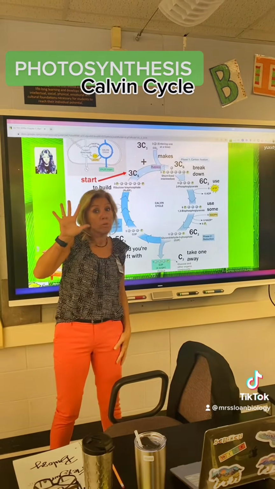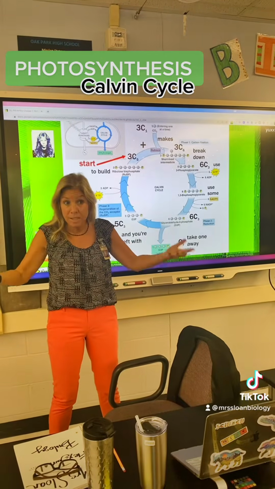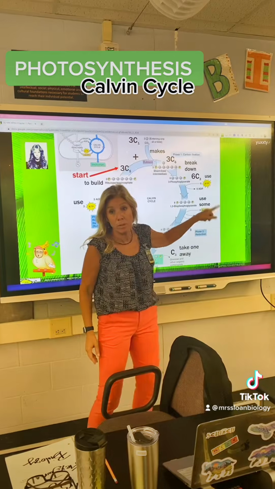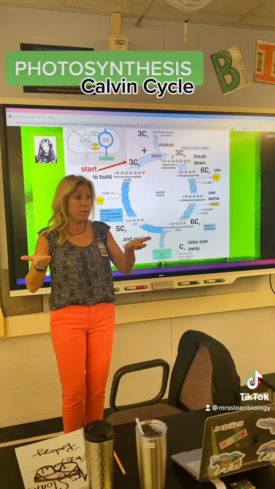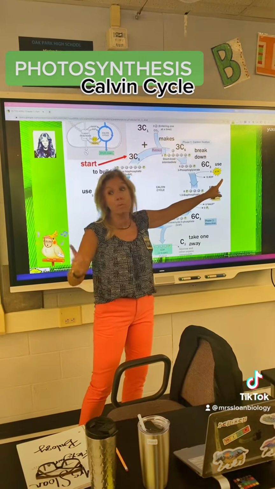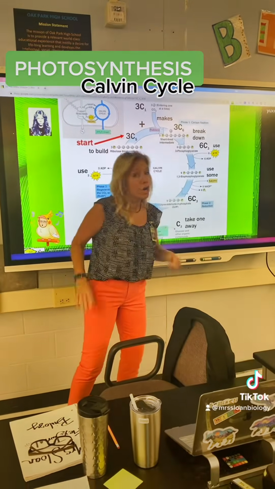So if we start with 3 C5s plus 3 C1s, we would have 3 C6, which would break down into 6 C3s. But these are very low energy. So we're going to need to pump them up a little bit with energy. So what are we going to give them? We're going to use some ATP that we made in the light dependent reaction. And we're going to use some reduced NADP on our 6 C3.